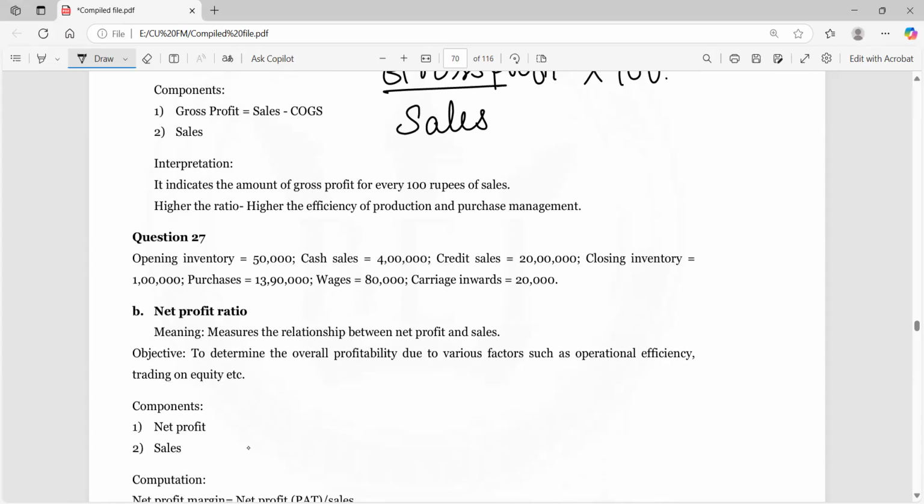In this kind of questions, sometimes gross profit will not be directly given. So that is something which we need to calculate. What is the formula for calculating gross profit? Sales minus COGS. So calculate COGS here, subtract it from sales, and we will get the answer. So what is the formula for COGS? Opening stock plus purchases minus closing stock.